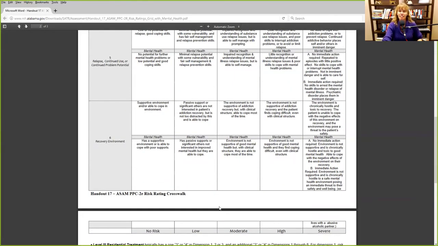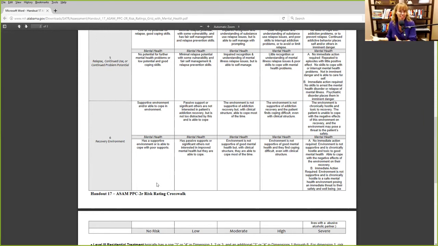And then dimension 6 is the recovery environment. So again, level 0, they're pretty much ready for discharge or they're not needing treatment. It's a supportive environment and is able to cope with poor supports even if they exist. So they're able to manage on their own. Outpatient, they may have passive supports or significant others who are not interested in improved mental health, but they're able to cope with what's going on. So the person, the identified patient, if you will, is the only one doing the changing, but the people in the recovery environment are not going to hinder that person's recovery.